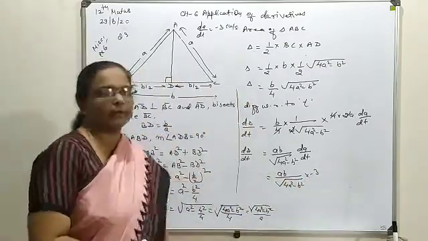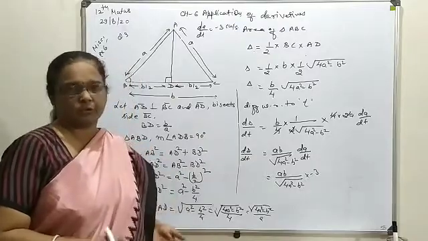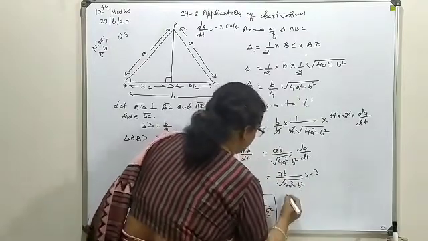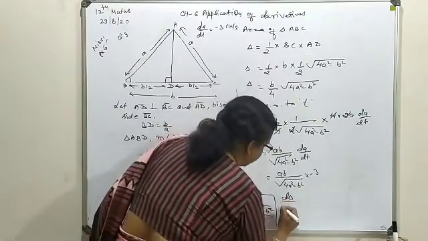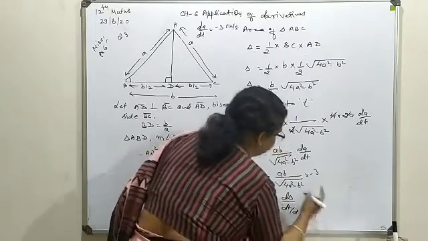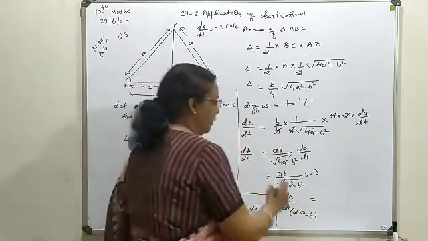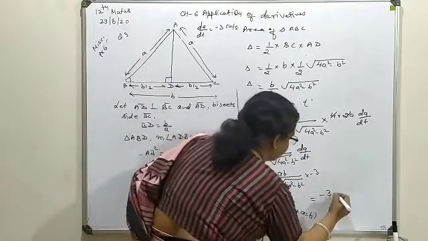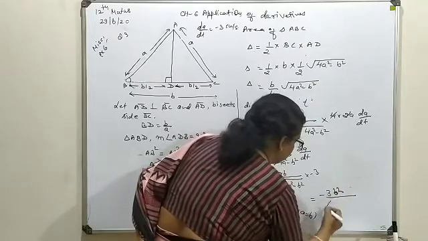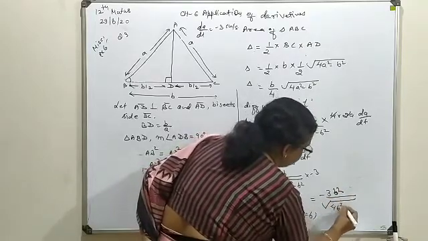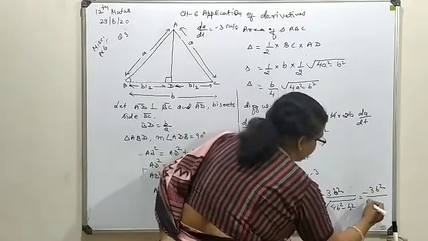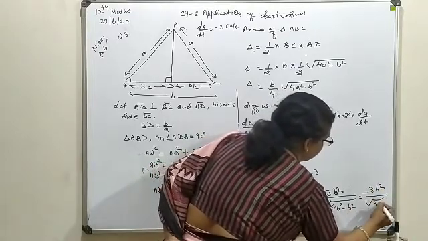Now this is to be evaluated at A is equal to B. So here, d delta by dt at A is equal to B. Everywhere all the A you will replace by B. So this is your minus 3 B square upon under root 4B square minus B square, means minus 3B square upon under root 3B square.